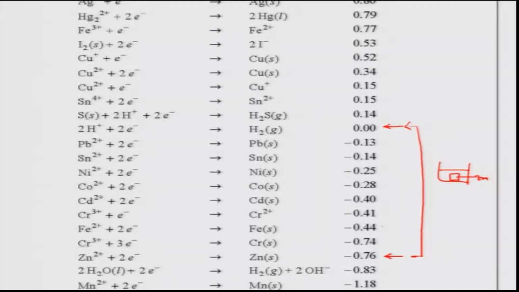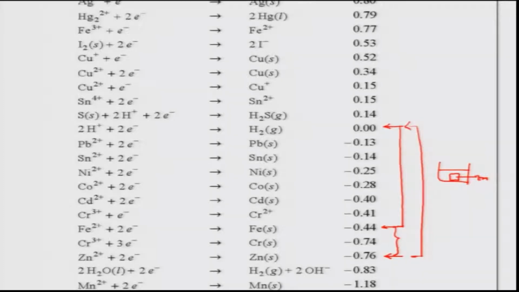Similarly, if we see this and this, there also we could see that iron would dissolve and hydrogen ion would get reduced and then form hydrogen gas. There also the iron would dissolve quickly, because iron has a lower reduction potential as compared to hydrogen. Now, if you compare iron and zinc, iron is minus 0.44 and zinc is minus 0.76.